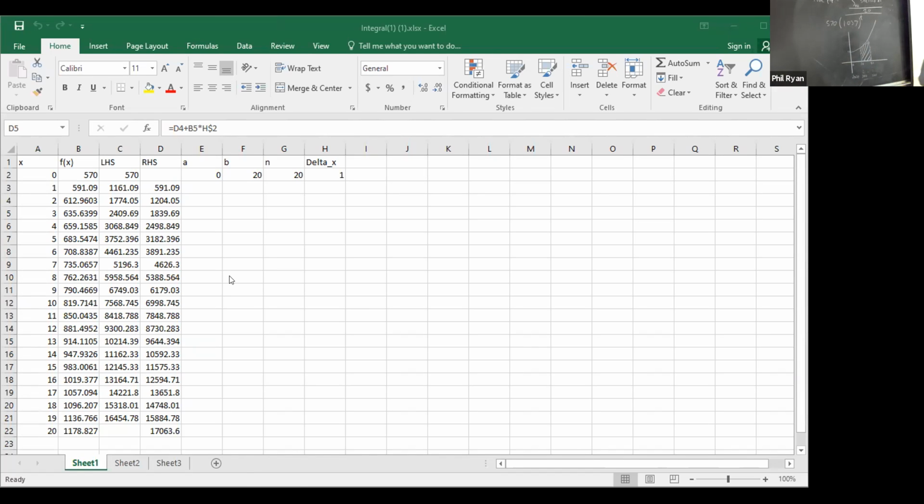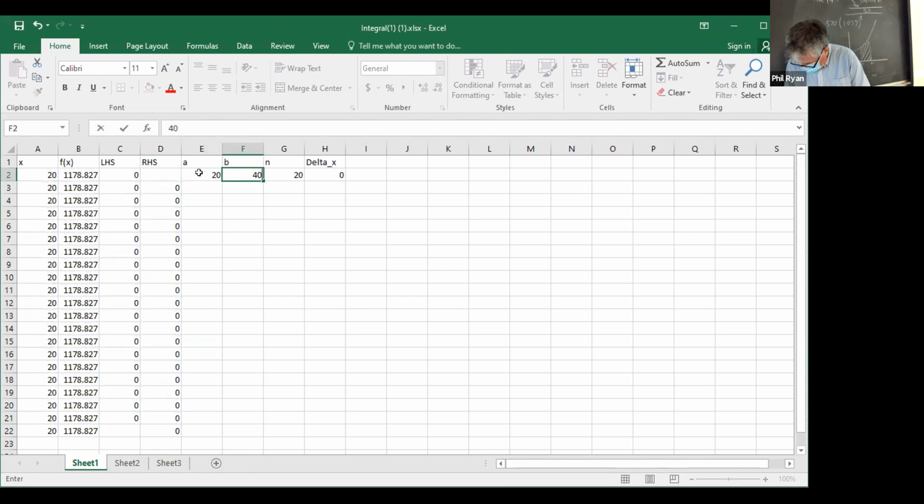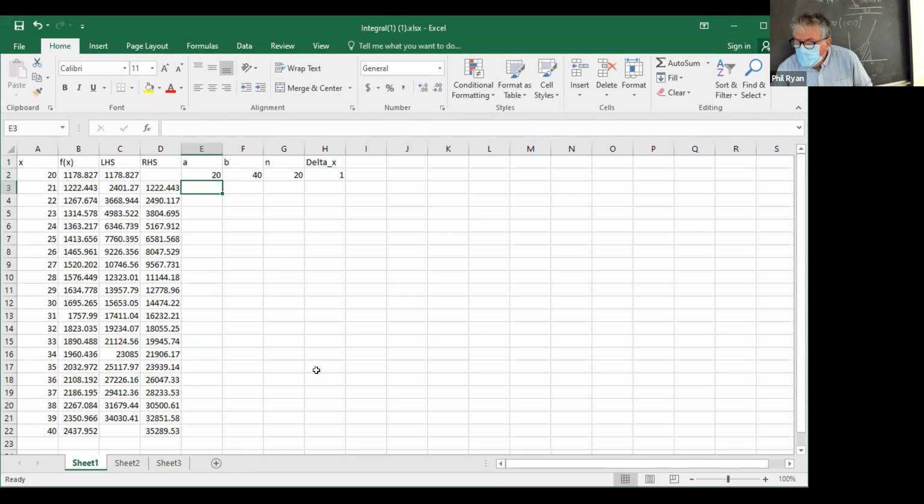Okay, so this is the integral file that we had before. And so let's just double check. If we click on this, we see that it's 570 times 1.03 to whatever the thing is. We see that it's the actual right function. A and B, we actually want to be between 20 and 40, right?